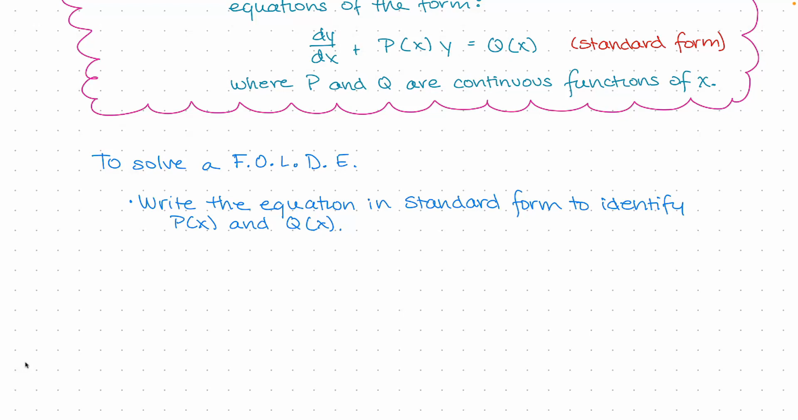Once you write it in standard form and you find your P and Q, then you have to find what's called the integrating factor. I will explain this in a moment, but just write it down. Then you find the integrating factor, which for these is going to be u of x, which is equal to e to the power of the integral of p of x dx. So yes, we have an integral and an exponent.